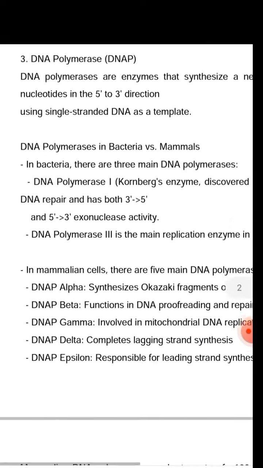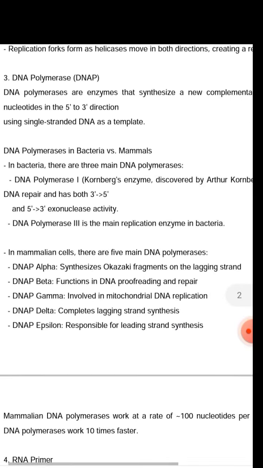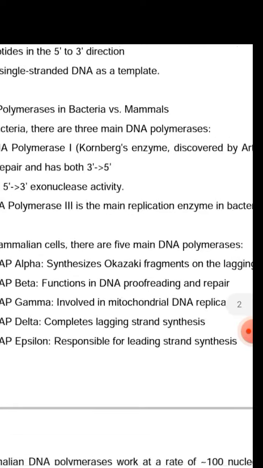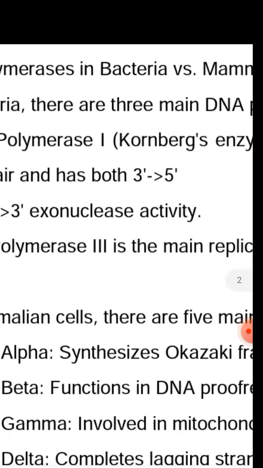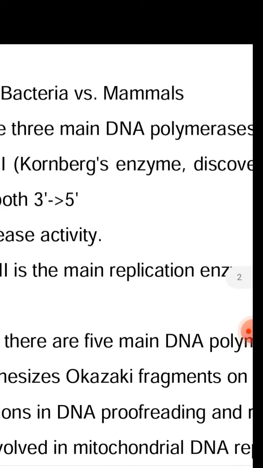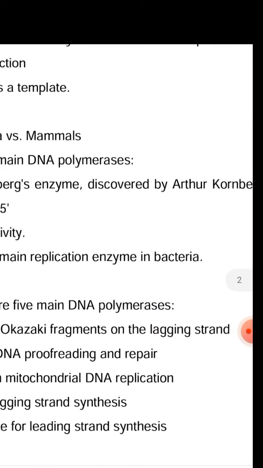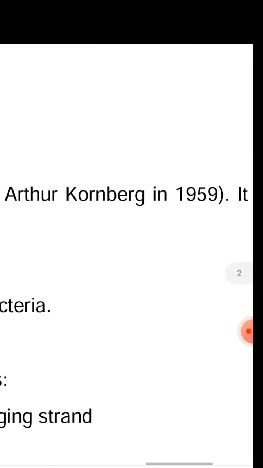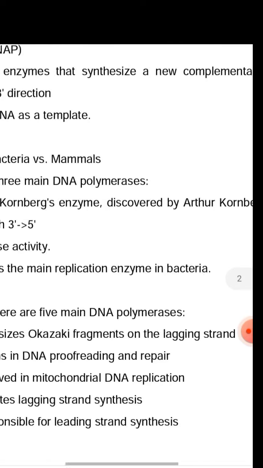Now, DNA polymerases are different in bacteria and mammals. In bacteria, representing the prokaryotes, and the mammals representing the eukaryotes. So in bacteria, there are three main DNA polymerases. There's one we call the DNA polymerase 1, the Kornberg's enzyme, because it was discovered by Arthur Kornberg in the year 1959. Please take notes.